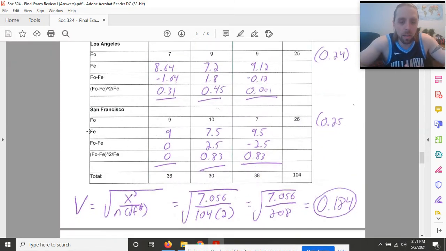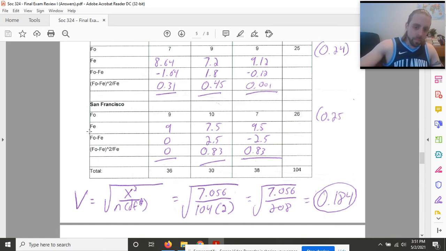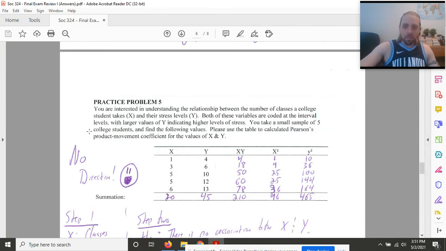If you needed to calculate Cramer's V, which I think is a good idea, it's the square root of chi-square over n times df asterisk. df asterisk is rows minus 1 or columns minus 1, whichever one is smaller. So I took 2 here. That is my columns minus 1. So 7.056 over 104 times 2, that gives me 0.184. So 18.4% of all variation in the dependent variable is explained by the independent variable. But we should have already had that one already.